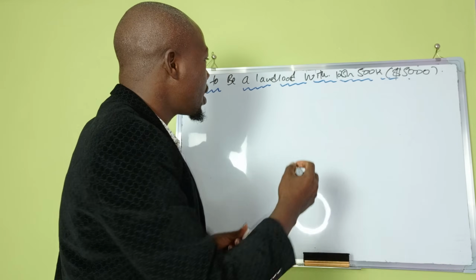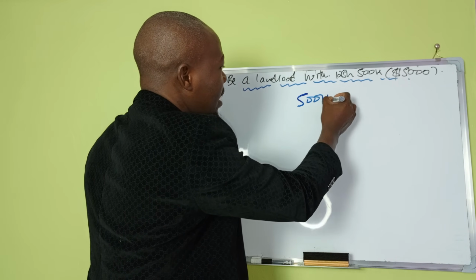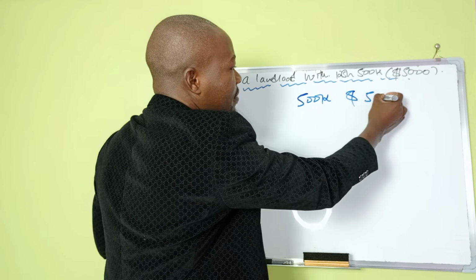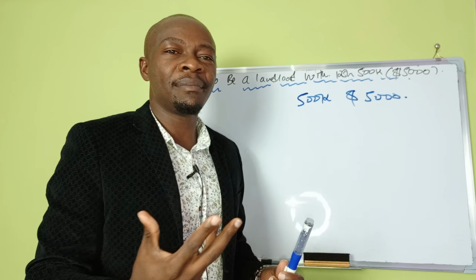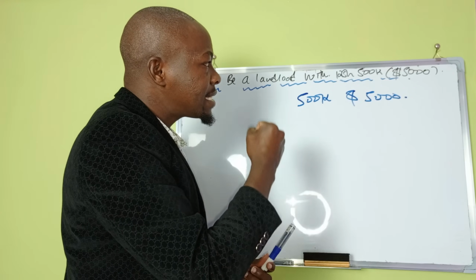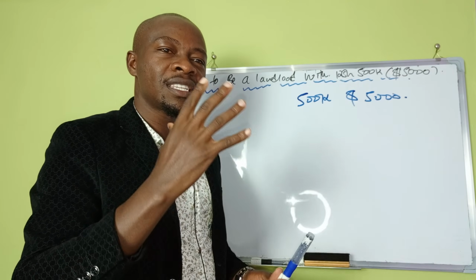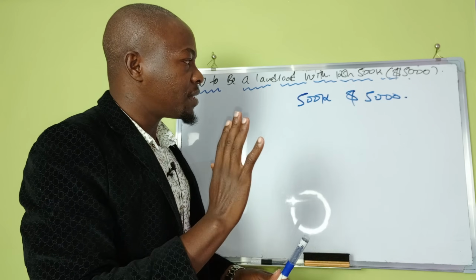Let's get to the business now. Here you are. Your budget is 500K, or let's just call it 5,000 USD. This is the amount of money that you have. So you have that inspiration of becoming a landlord. Okay. Now, the way it functions is in a very, very systematic way. Now, this is how it works.